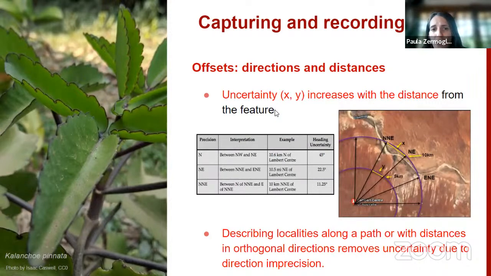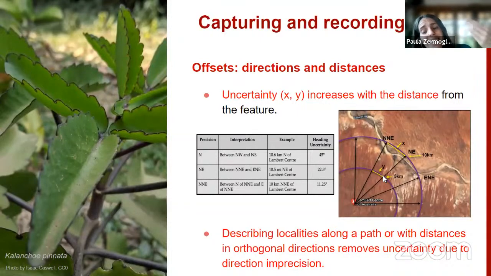To take into account, the uncertainty associated with offsets, directions, and distances increases with distance. So I'll give you an example here. We're at the Lambert Center of Australia, here at this little point, and we say X distance northeast. So we're moving on this line in the middle, right? If we say northeast, we have a chance of being mistaken to the northeast or to the east-northeast. Now, if we say 5 kilometers northeast, we come 5 kilometers, and our error to one side or the other is this yellow arrow here marked with a Y. That will be the error associated with the location description that is 5 kilometers northeast of Lambert Center of Australia.